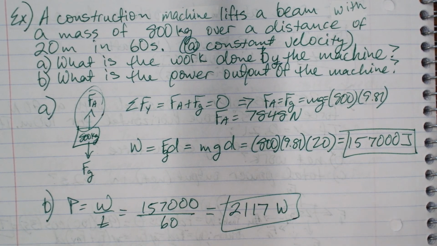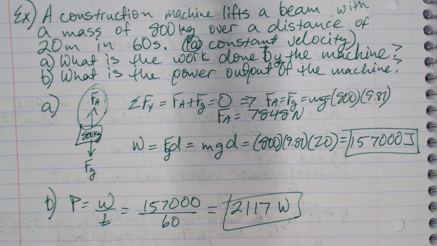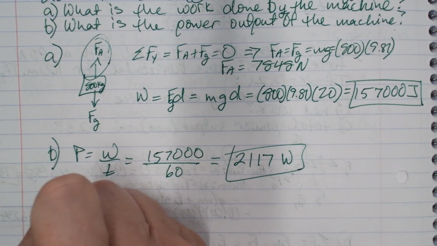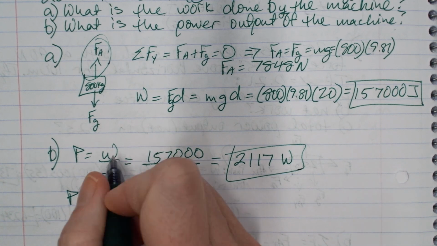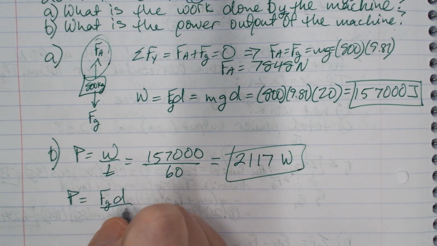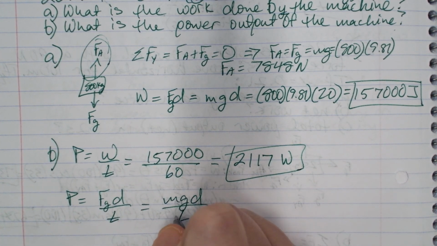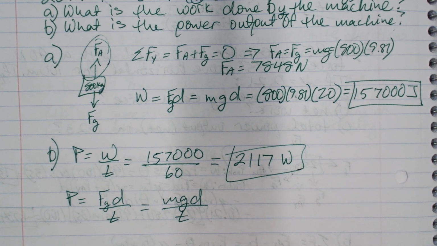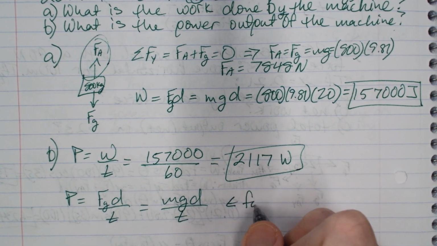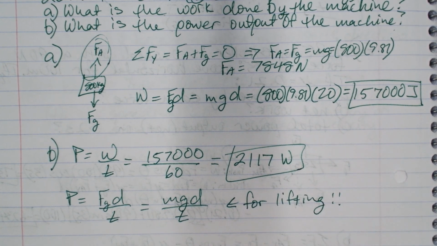If I hadn't done the work first, if it only asked me what's the power output of the machine, well, in terms of lifting, power equals Fg times D over time, which would equal mgd over time. So you've got to remember, this is for lifting, and it's not for net power or net work. This is for the work done just by the thing that is doing the lifting.